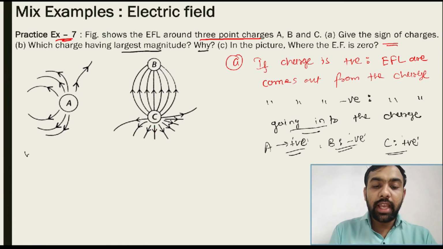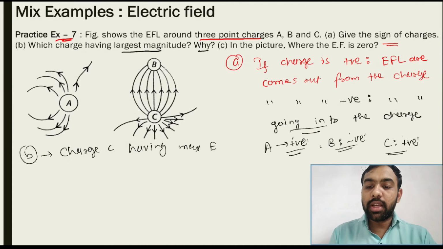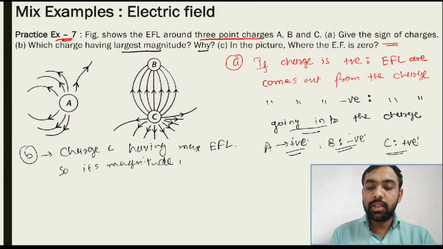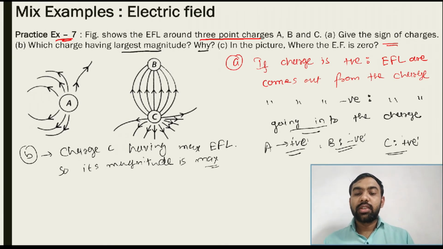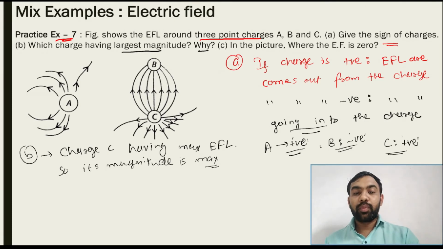Okay, so the answer of the second question: charge C has the maximum electric field lines, so its magnitude is maximum. Okay, so the answer is what? C, charge C. Now see the third one, in the pictures where the electric field is 0.